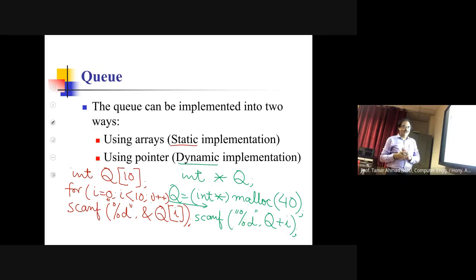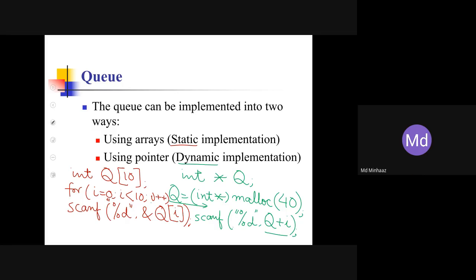Is it clear? Or is it wrong? Something is wrong. Shall I write Q plus I or ampersand Q plus I? Batao. Is this clear? Is this correct? No, sir. What does Q point to? What does Q point to?